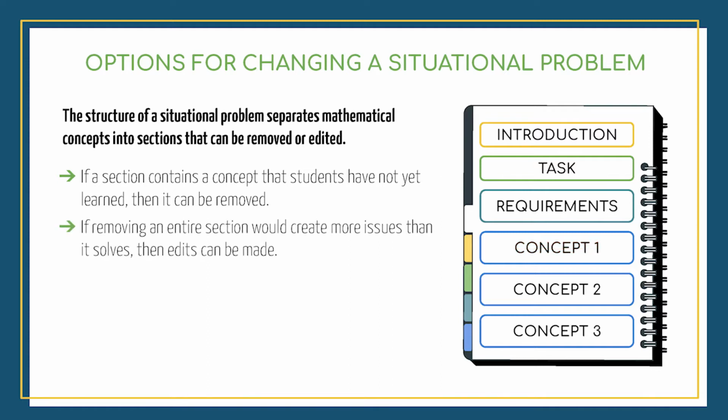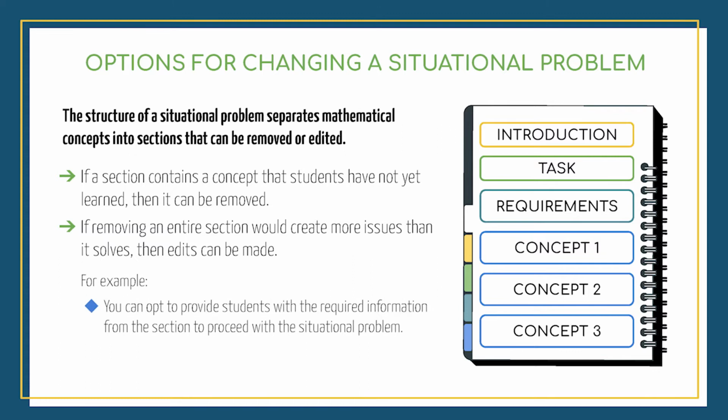However, if the section is required to complete the situational problem and removing it would create more issues than it solves, there are edits that can be made. One possible solution is to explain to students that they have yet to learn the concept, but in order to complete this problem, the information from the section is required. The numerical value or information found in that particular section can be provided to students so they are able to move forward with the situational problem.